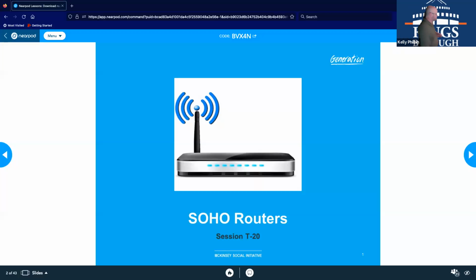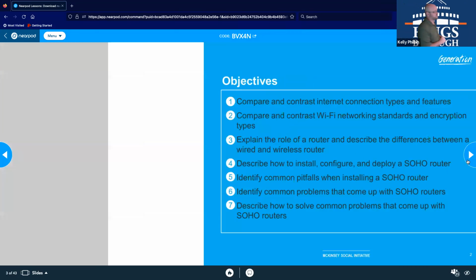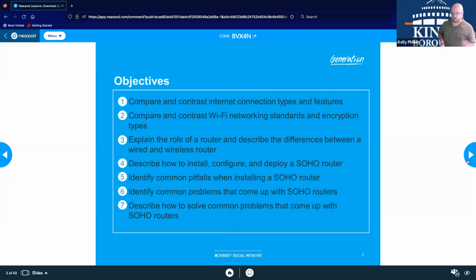So today, technical session number 20. We're gonna be getting into some SOHO routers. We're gonna be talking about some ways that we can secure our routers, setting them up. We're gonna be talking about wireless standards. We're gonna be talking about a bunch of different things. Wireless standards are kind of like the ports. It's things that we need to know for the exam.